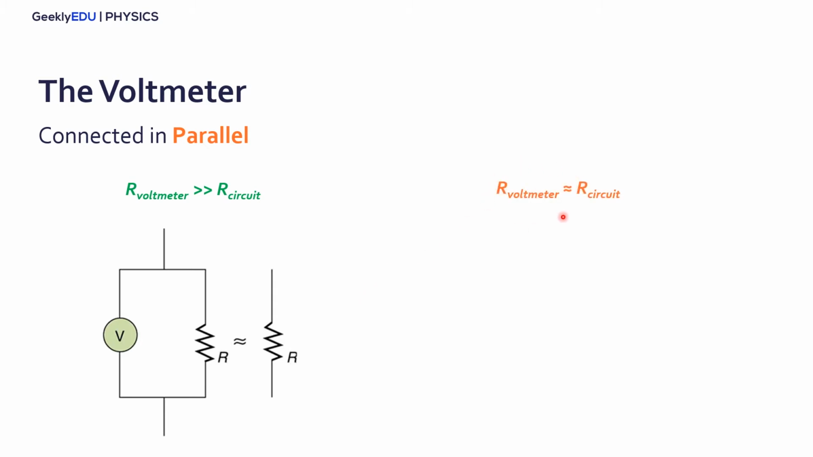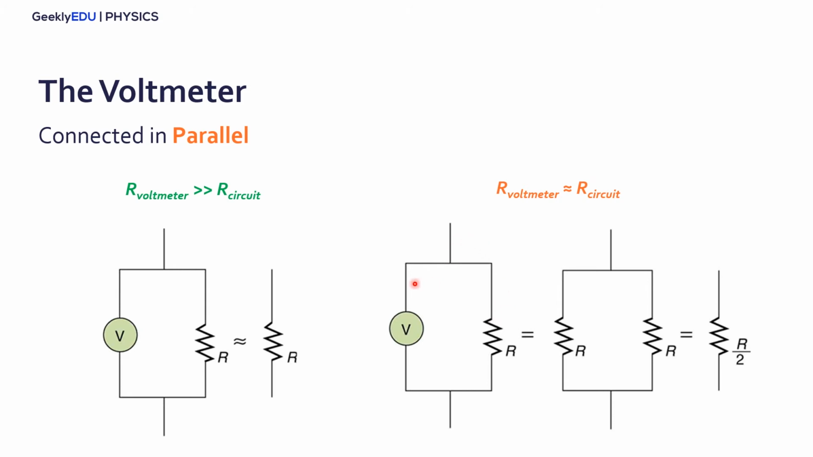Now, if the resistance of the voltmeter is almost the same as the resistance of the circuit, well, now we have a problem because we have two R's in parallel. So the final resistance will be R over 2, and we are altering the circuit. That's something that we don't want to do, okay? So that's why we want the resistance of our voltmeter to be much higher than the resistance of the circuit when measuring.